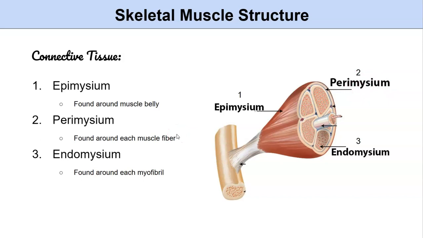If we continue deeper into a muscle, we then have an endomysium. Endomysium is found around each myofibril. So again, inside this muscle fiber, notice there's more tubes, and those tubes are also wrapped around with clear connective tissue. Those are called endomysium. Endo means within, myo means muscle. So essentially, this connective tissue kind of keeps all sections of the muscle in place.